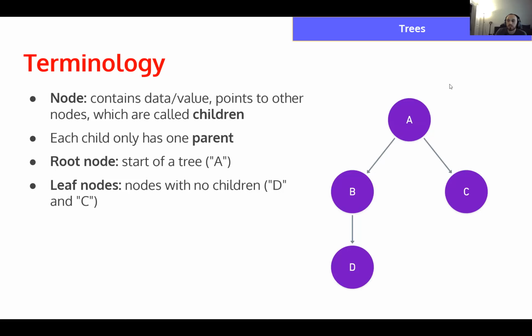The other thing to note here is that I think Marcus alluded to directed and undirected graphs before. So trees are directed. You can see that A points to B, B is the child of A, but it's not like a bidirectional relationship. You can't say A is the child of B.